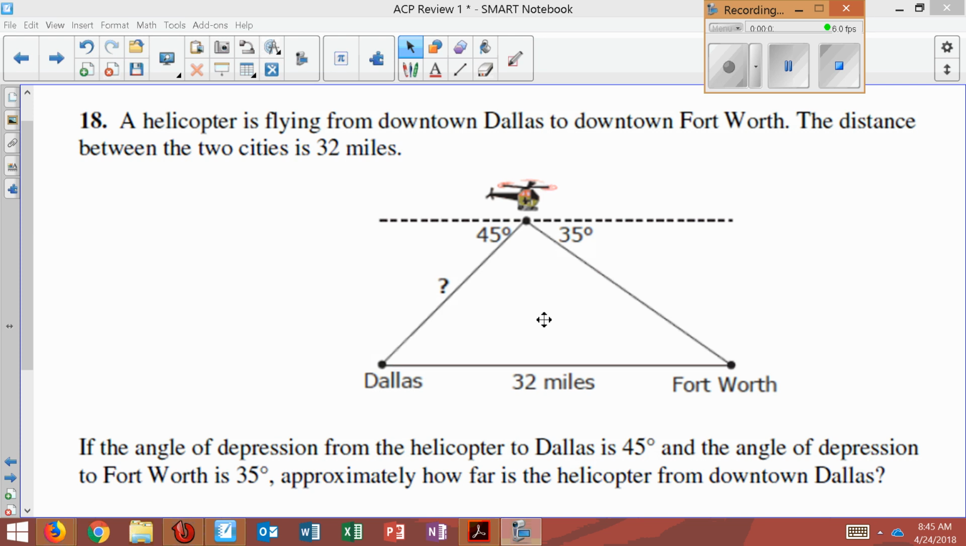Number 18. A helicopter is flying from downtown Dallas to downtown Fort Worth. The distance between the two cities is 32 miles, as shown here. If the angle of depression from the helicopter to Dallas is 45 degrees.